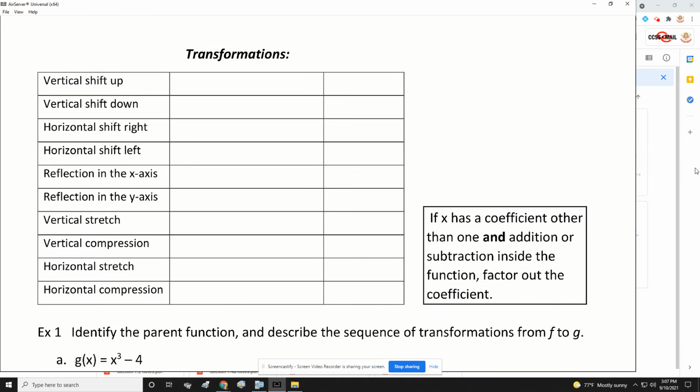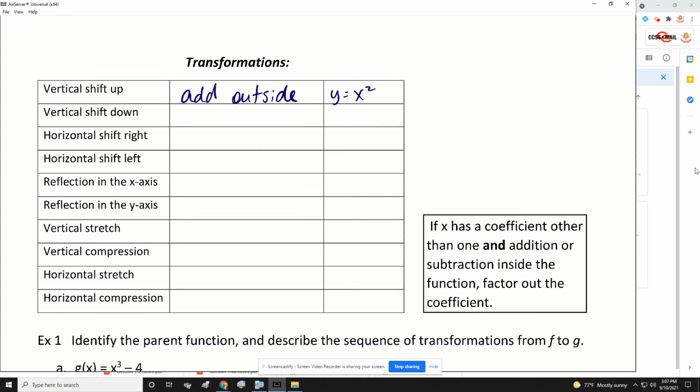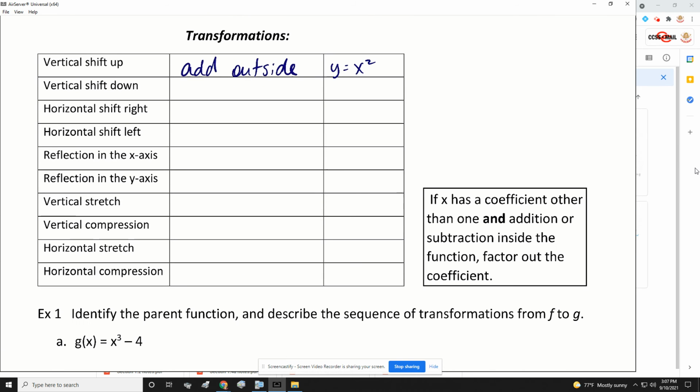And so what we can do is take those parent functions and transform them to create new functions by adding, subtracting, multiplying, and using negatives. And this is a review lesson, so hopefully you're going to remember a lot of this. But if we want to take a parent function and shift it up, what we would do is add on the outside. So for example, if I wanted to take the quadratic function, x squared, this one right here, and shift it up 2 units, I would just take it and add 2 to it.